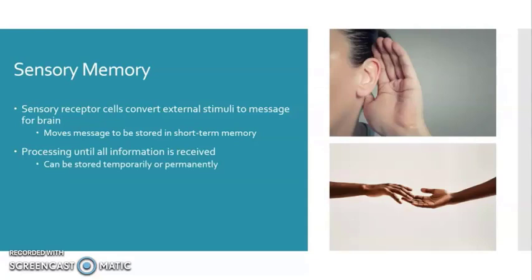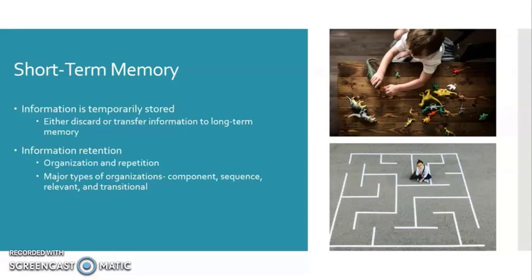So sensory memory is when we receive the information or stimuli, and that message goes to our brain. The process moves a message to be stored in short-term memory. This processing occurs until all information is received and can be stored temporarily or permanently.